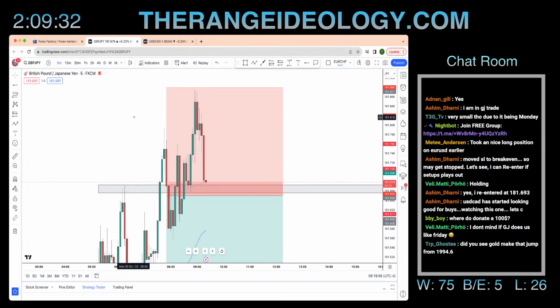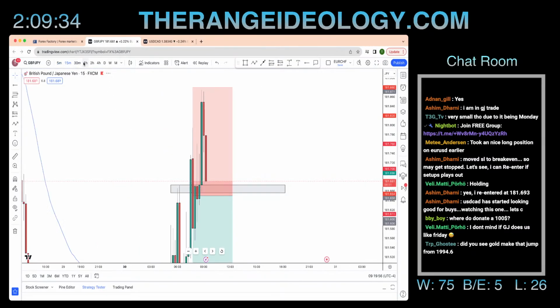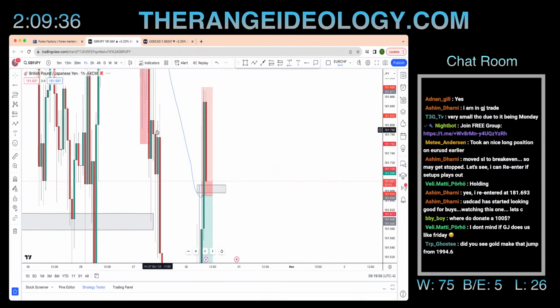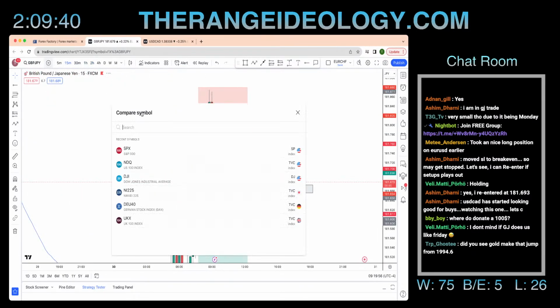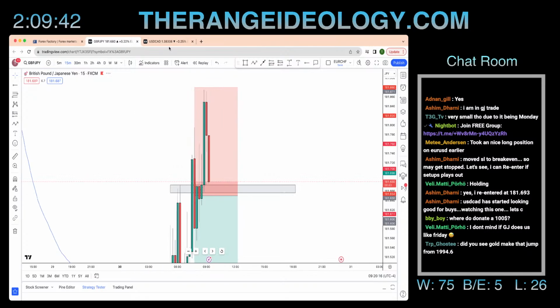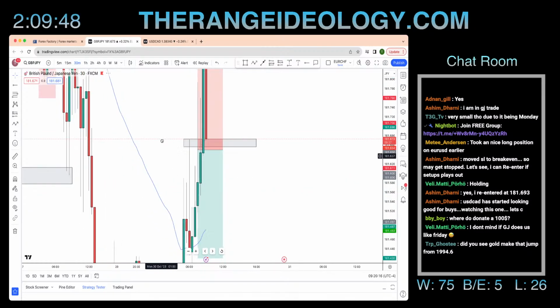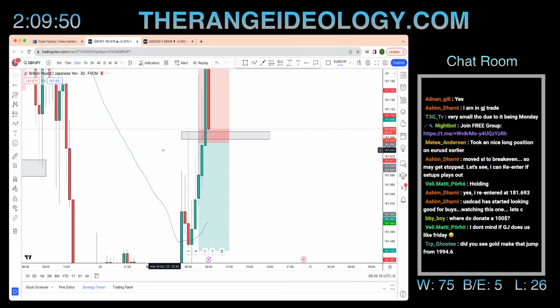All right, new 5-minute candle on GJ. Continues to push down here. Continues to push down. Wow, look at that push from GJ, guys. Look at that.